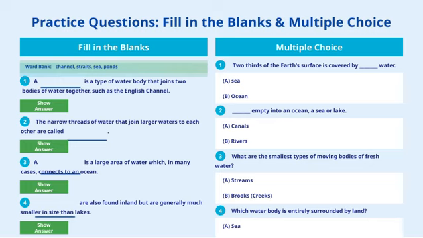When considering the smallest moving bodies of fresh water, streams and brooks or creeks are the options. Among these, streams are generally considered the smallest, and they are essential for local ecosystems. Lastly, a water body entirely surrounded by land is called a lake. Unlike seas, lakes are freshwater bodies enclosed by land, which makes them unique and vital for local water supply and habitats. Understanding these key water bodies helps us appreciate the diversity and importance of Earth's water systems. They are interconnected and play essential roles in our environment and daily lives.